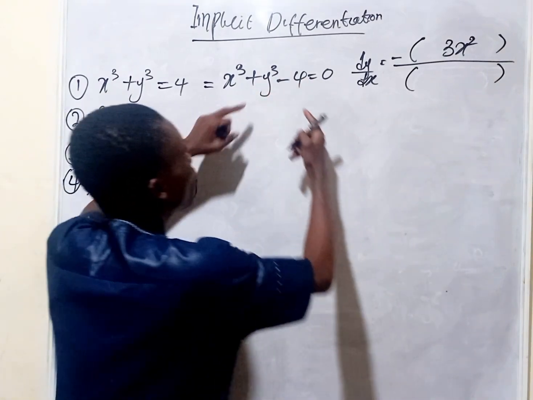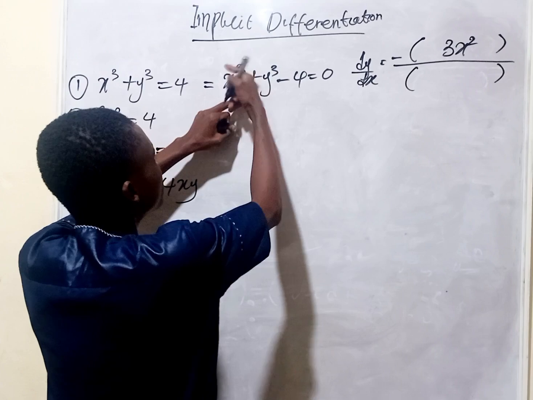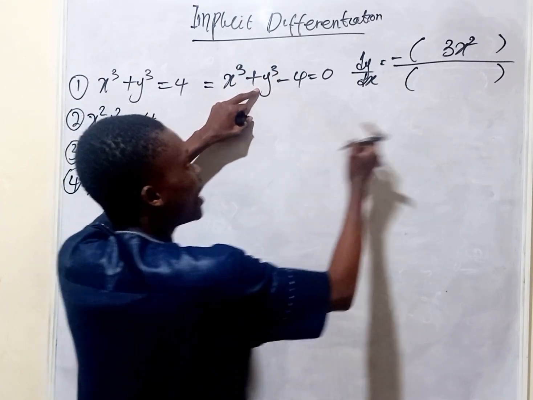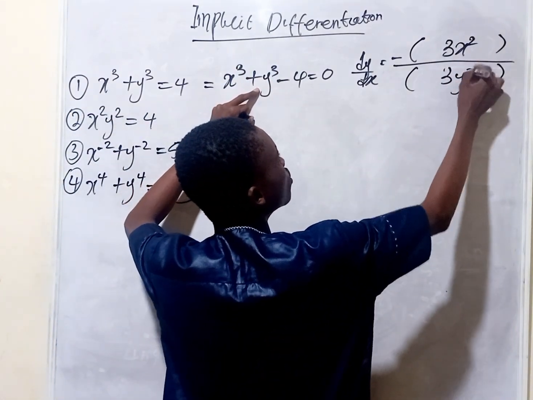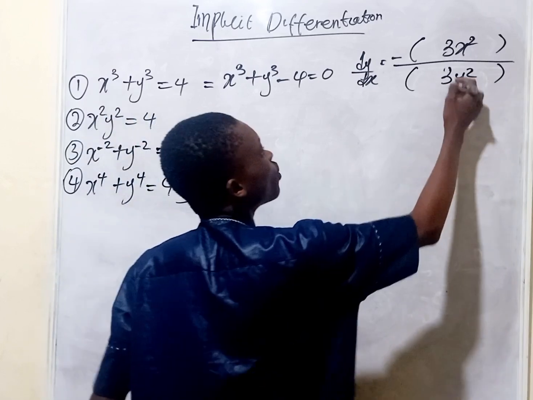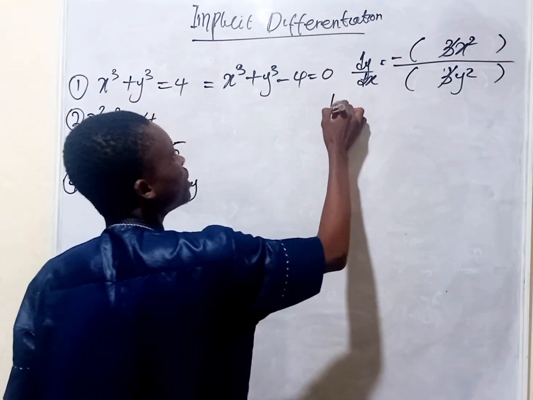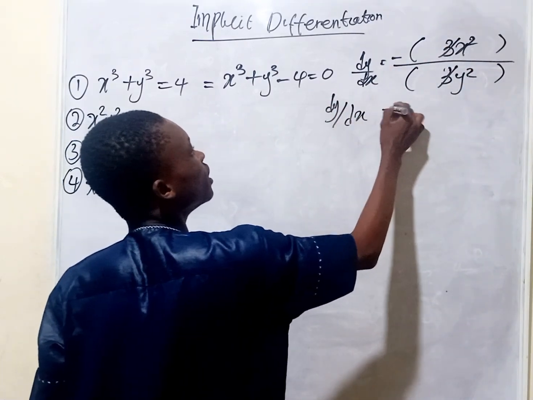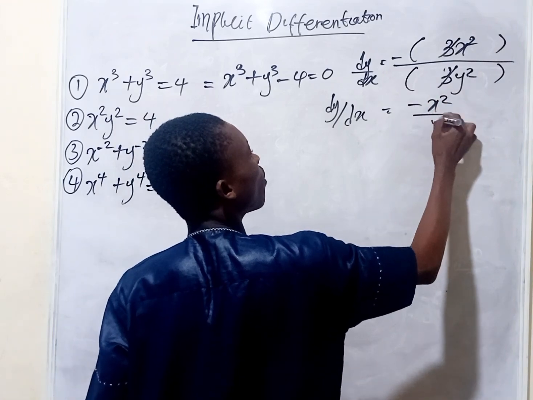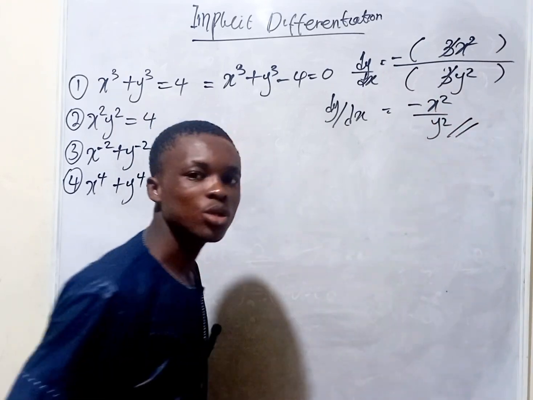So let's go to the denominator. If we differentiate here with respect to y, there's no y, so this is 0. Differentiate here with respect to y, we have 3y squared. Differentiating a constant is 0. So if we cancel out, we have that dy over dx equals negative x squared all over y squared. This is the answer.